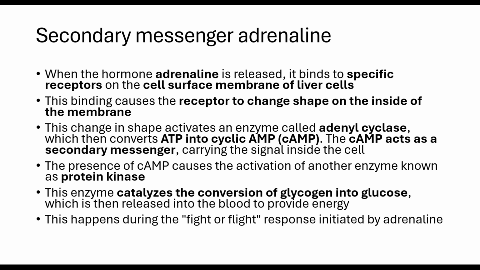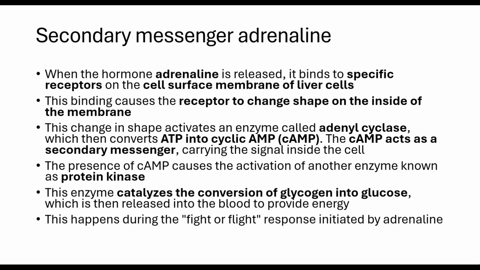So when the hormone adrenaline is released, it binds to specific receptors on the cell surface membrane of liver cells. The binding causes the receptor to change shape inside of the membrane. This change in shape activates the enzyme called adenylyl cyclase, which then converts ATP into cyclic AMP, or you can call that cAMP. The cAMP acts as a secondary messenger, carrying the signal inside the cell.